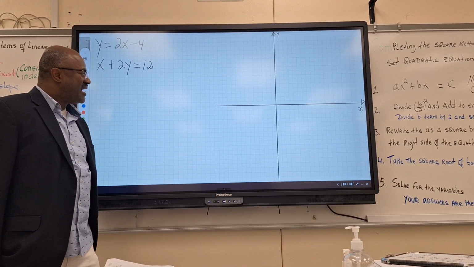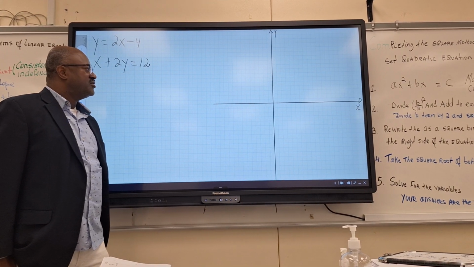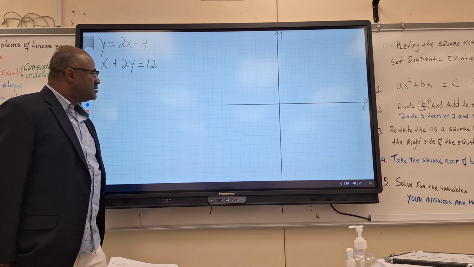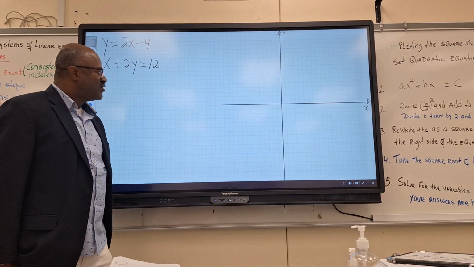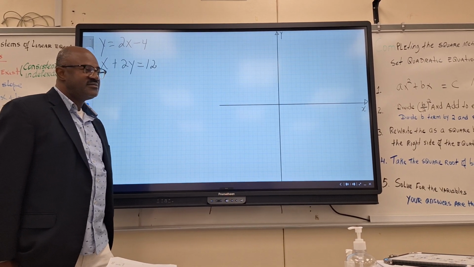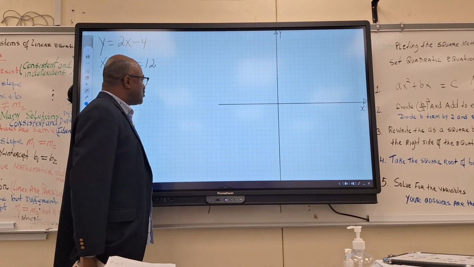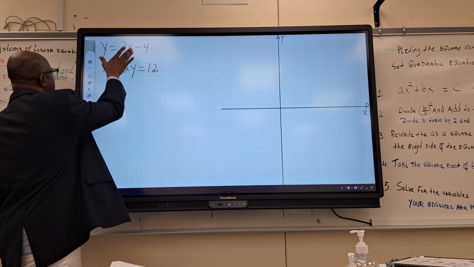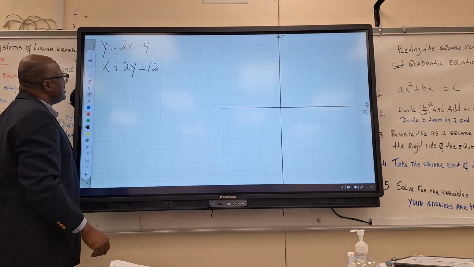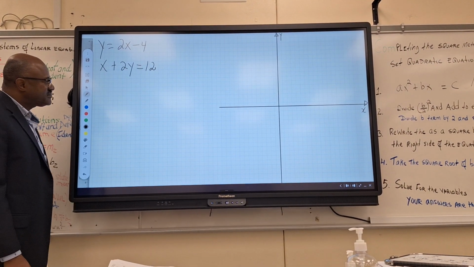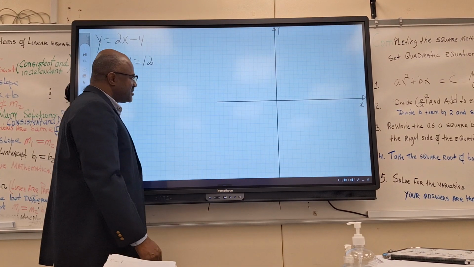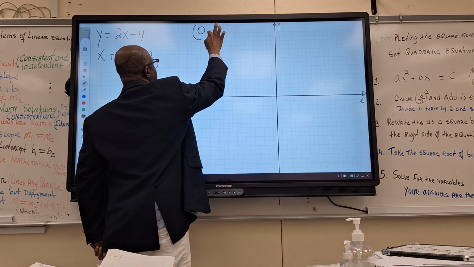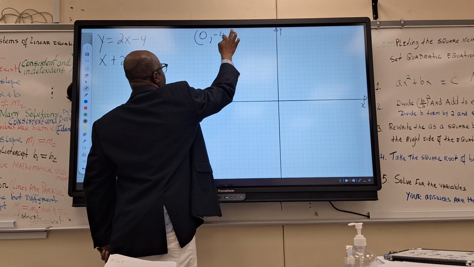If the graphs do not touch, you will assume that the lines are parallel. What do you know about parallel lines? They have the same slope. So you can put the equation in slope-intercept form also. This equation is already slope-intercept. What is the y-intercept? When x is 0, what is y? Y is -4. That's one point.